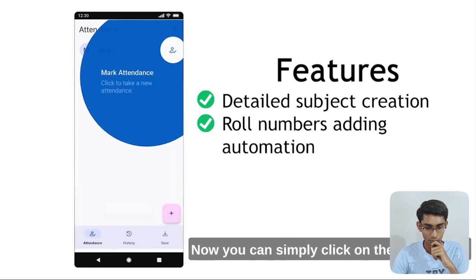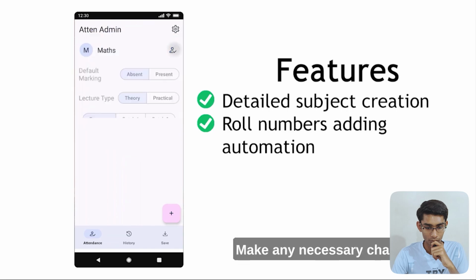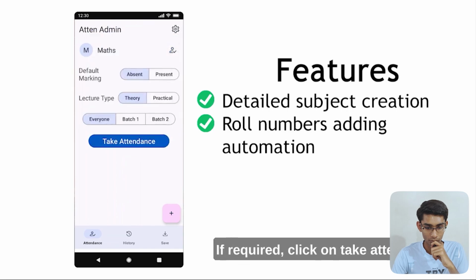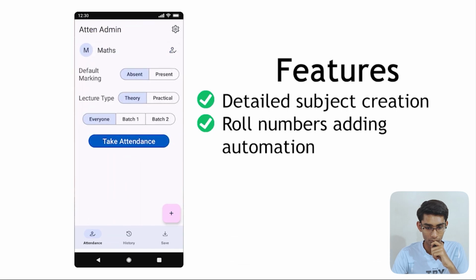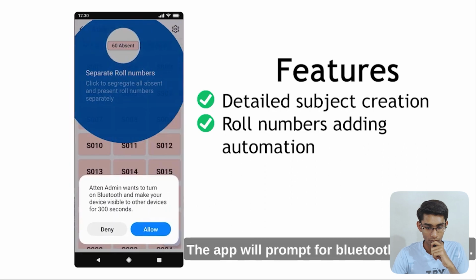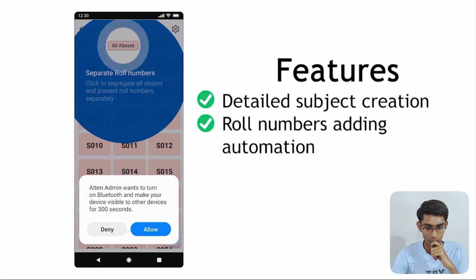Great. Now, you can simply click on the attendance icon beside each subject to mark attendance. Make any necessary changes if required. Click on Take Attendance. The app will prompt for Bluetooth permission. Allow this so that students can mark their attendance via the Attend Student app.